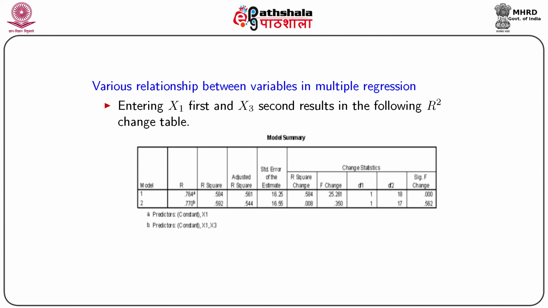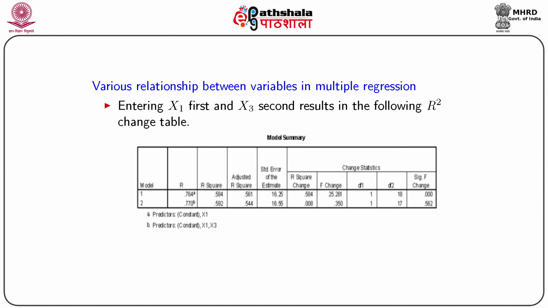In the previous case, when x1 and x2 were not correlated to each other, in any order we could have added these two explanatory variables into the model. But in our current situation, since we have related independent variables, the order of inclusion in the model affects the model a lot. So let us enter x1 first and x3 second, and this results in the following R-square change table.